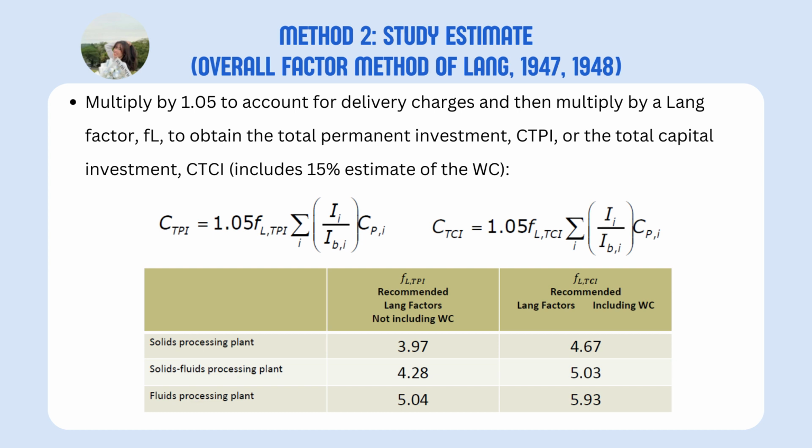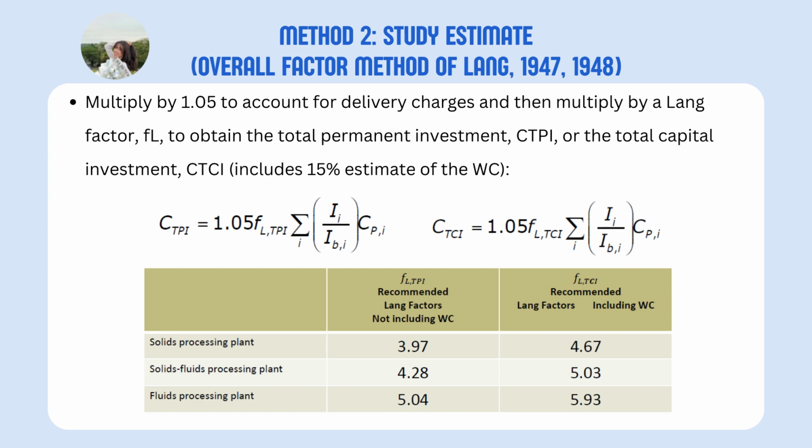We will multiply by 1.05 to account for delivery charges and then multiply by a Lang factor to obtain the total permanent investment or the total capital investment. That includes a 15% estimate of the working capital. The values of Lang factors are referred to in the table below.